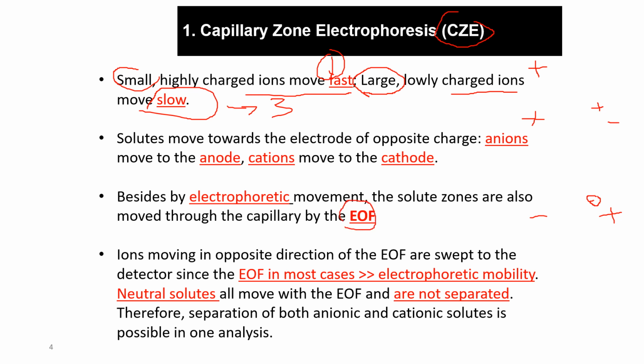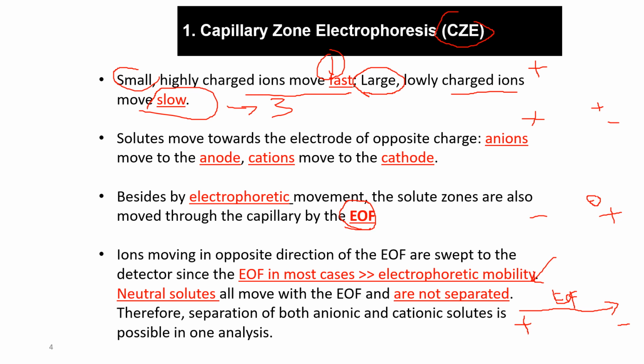This is also moving by EOF. We discussed this before. Here the EOF is moving faster than the electrophoretic mobility, depending on the buffer strength. EOF will always move from positive to negative. EOF flow will always move from positive to negative.